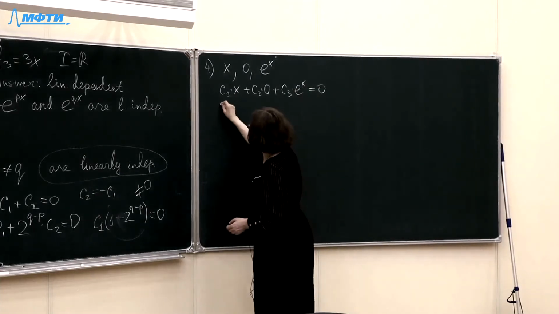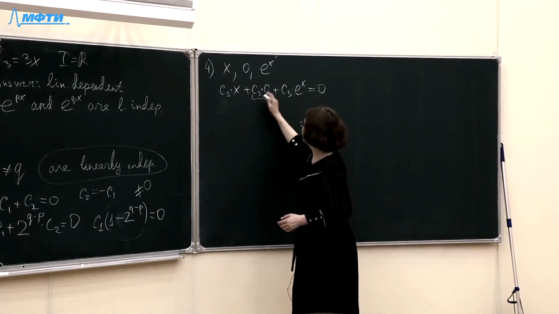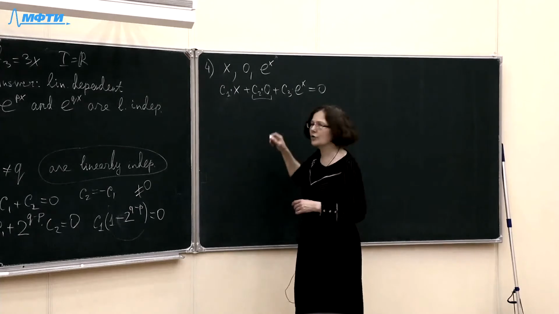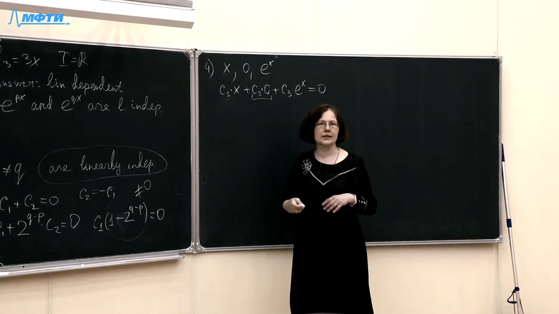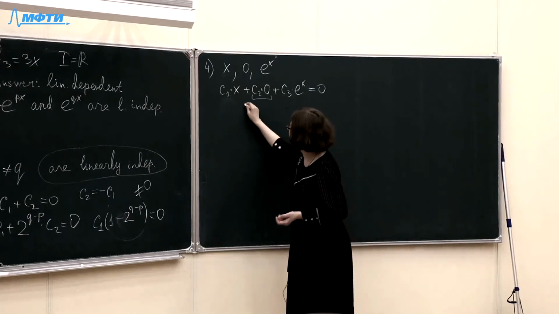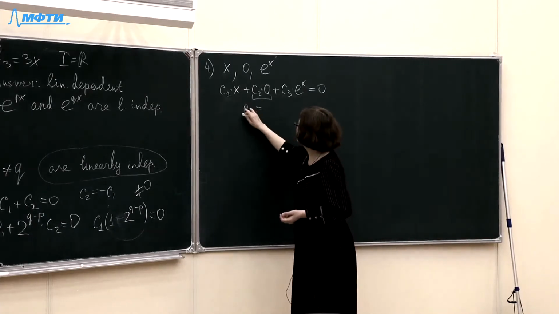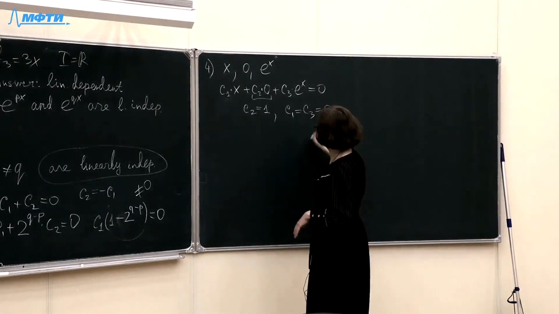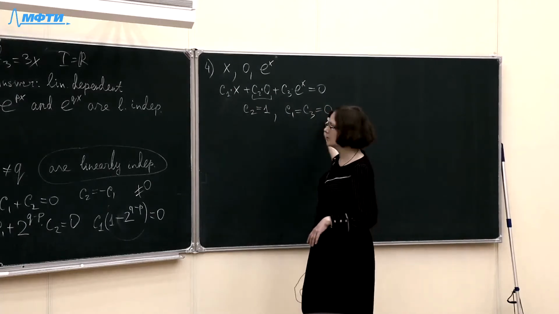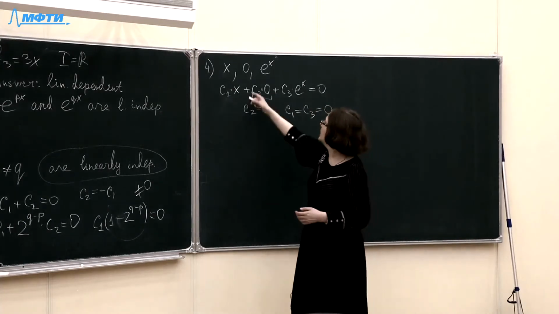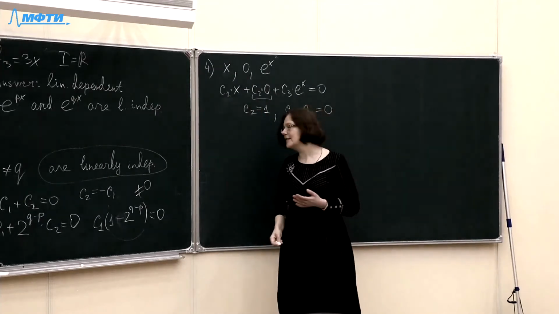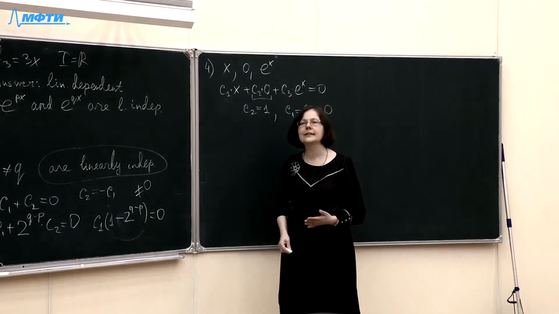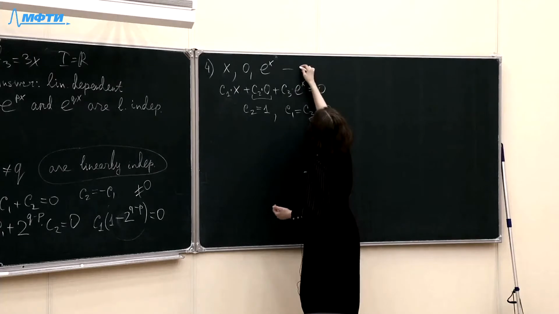And if we look at the second term, we can see that C2 is multiplied by 0. So it's always 0, and it doesn't depend on the constant C2. And so if we take C2 equal to 1, and C1 equals C3 equals 0, then this equation will be satisfied with these constants. So if the set of functions contains 0 as a function, then this set of functions is linearly dependent, of course. So linearly dependent.